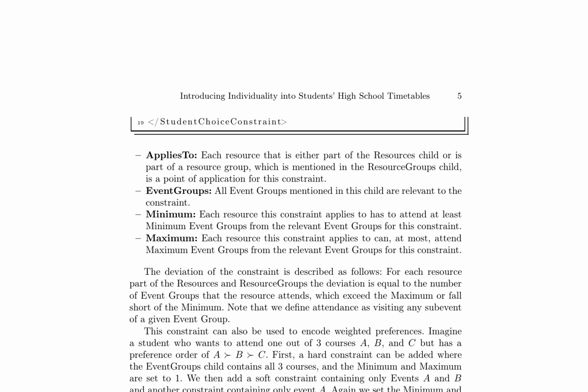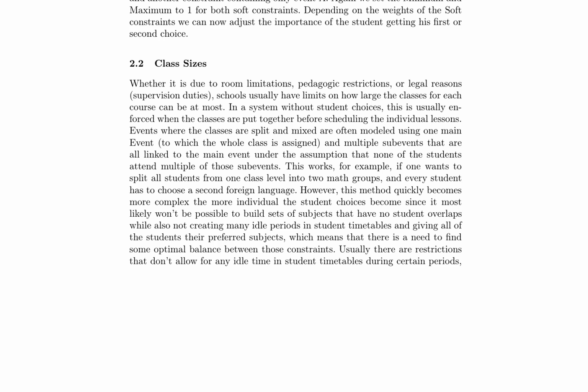The student choice constraint is introduced to model individual student preferences in high school timetables. This constraint applies to each resource, ensuring that each resource attends at least the minimum and at most the maximum number of event groups specified. The deviation of this constraint is calculated as the number of event groups attended that exceed the maximum or fall short of the minimum. This constraint can also be used to encode weighted preferences by adding soft constraints with different weights.